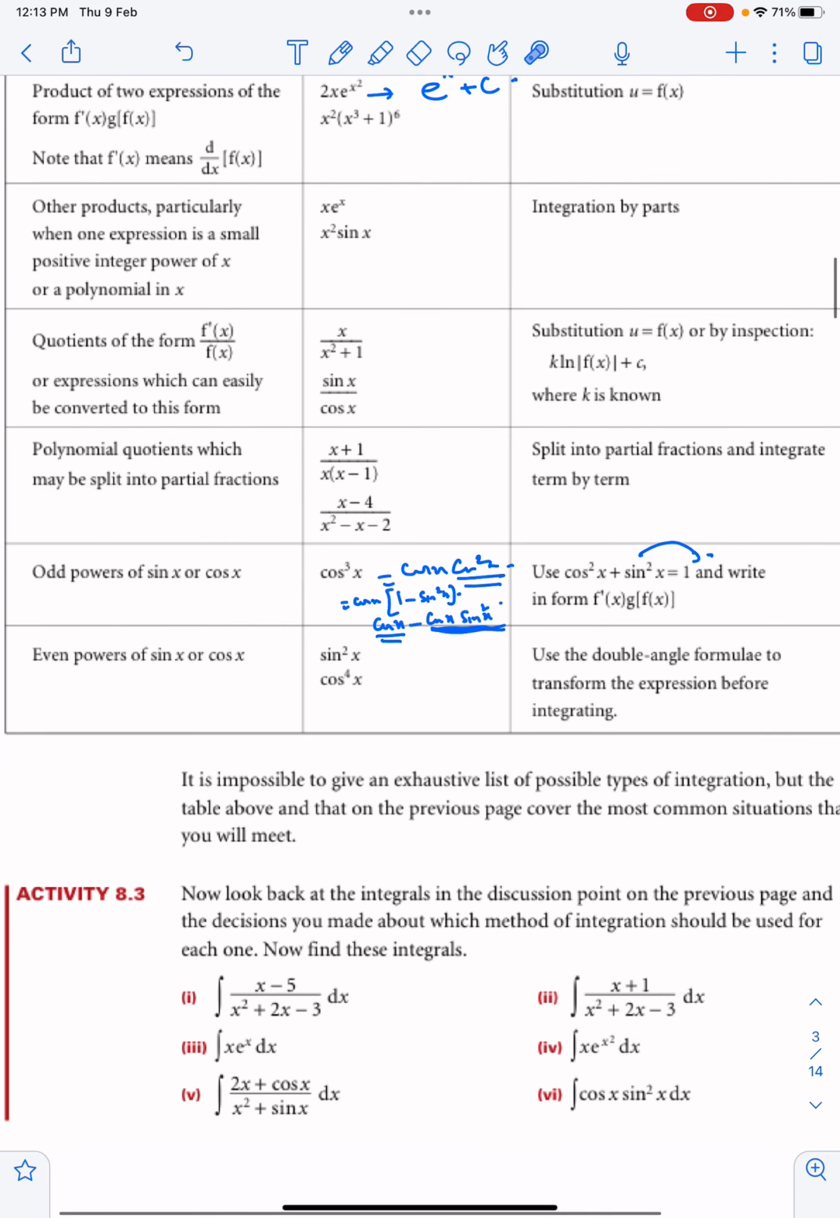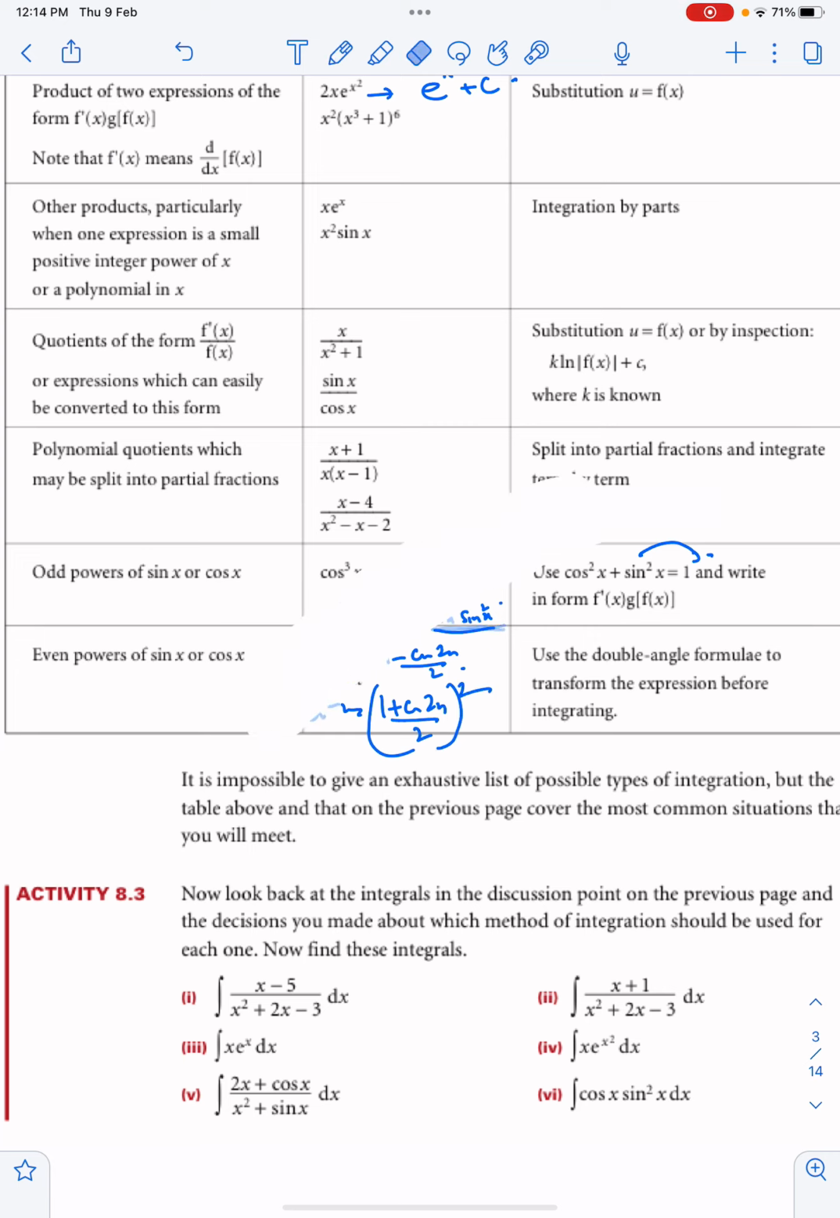With even powers of sin x or cos x, you have to go with the double angle formula, and you know sin square x is actually 1 minus cos of 2x divided by 2, and then you go ahead with the integration process. Likewise, you have to deal with cos 4x in the same way. We know cos square x equals 1 plus cos of 2x divided by 2, so you can square it and then go ahead with the integration process.